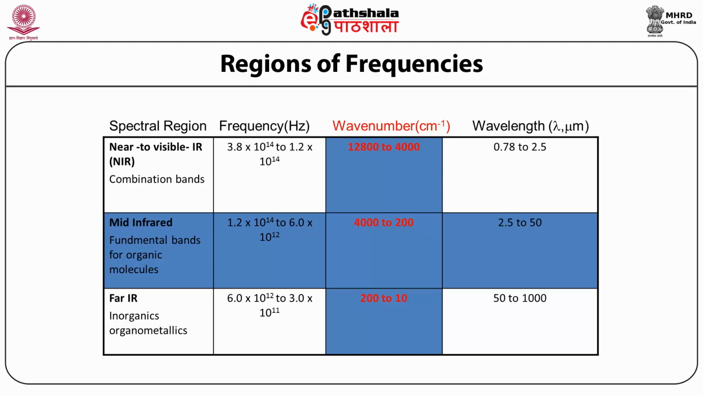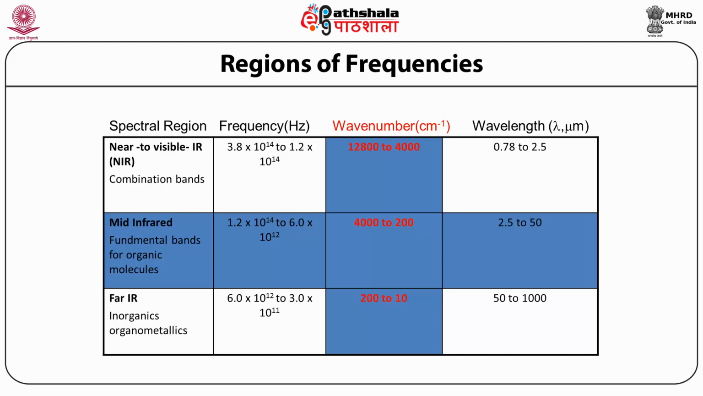The mid-IR region gives the fundamental bands for organic molecules. Its frequency lies between 1.2 × 10^14 and 6 × 10^17, its wave number corresponds to 4,000 to 200 per centimeter, and its wavelength is 2.5 to 50 micrometer.